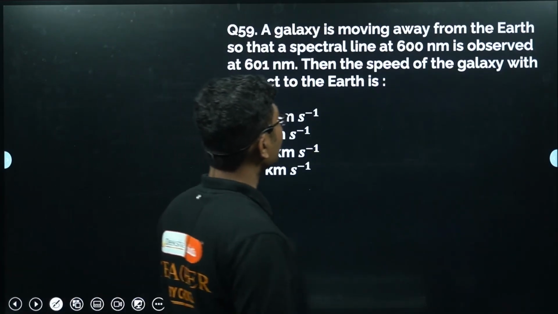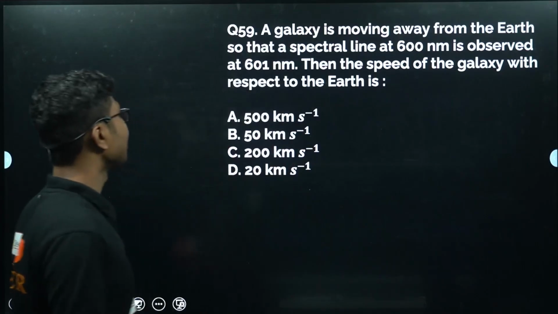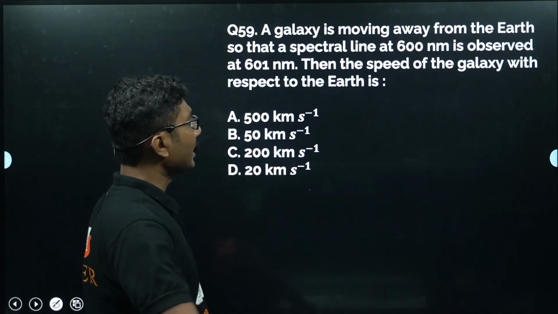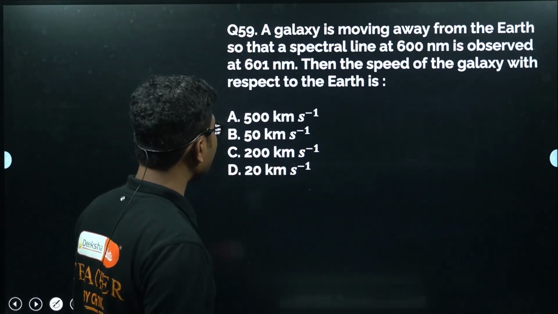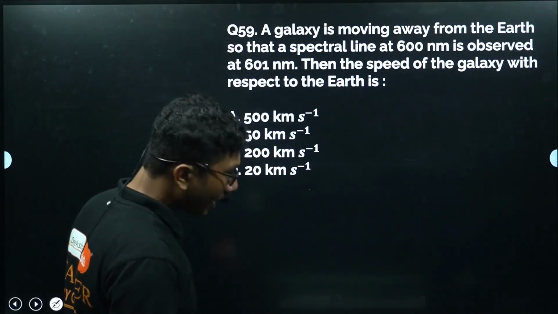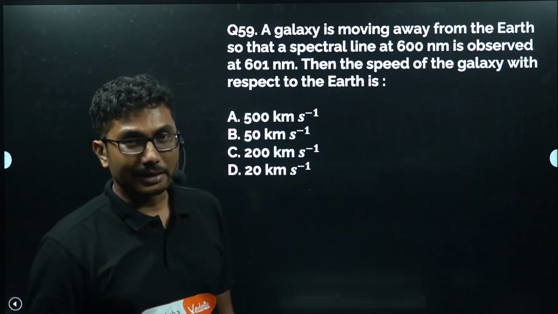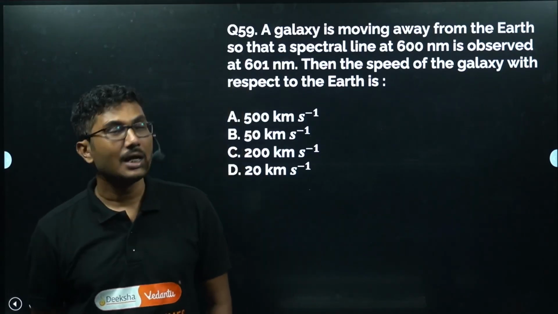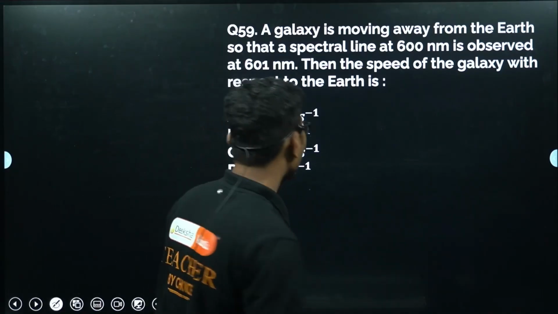A galaxy is moving away from the earth, so that the spectral line of 600 nanometer is observed at 601 nanometer, then the speed of the galaxy with respect to the earth is. Now, this is also a deleted question, deleted portion from the syllabus, but let us solve it.